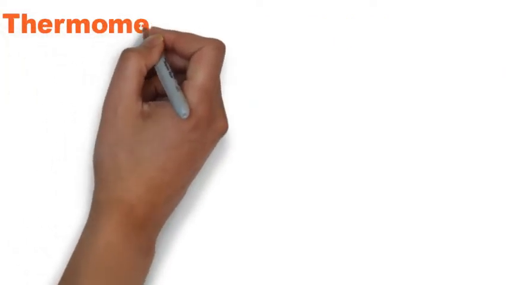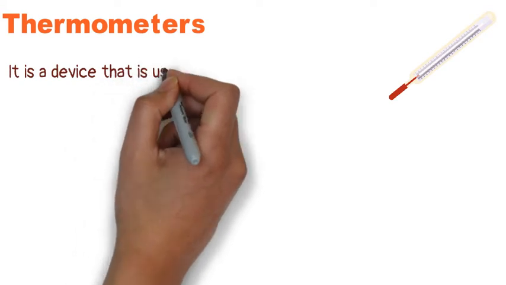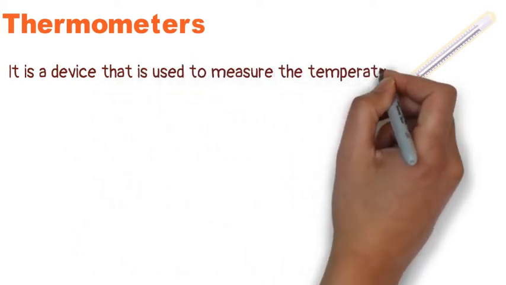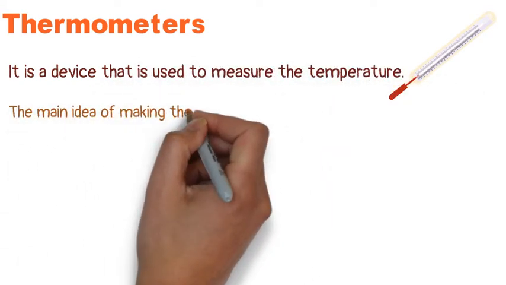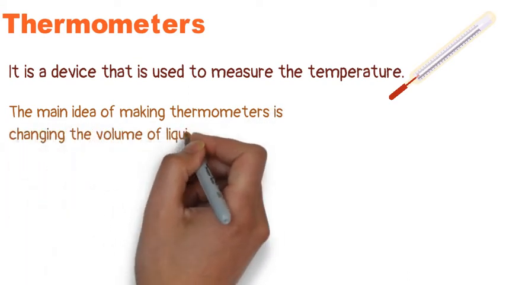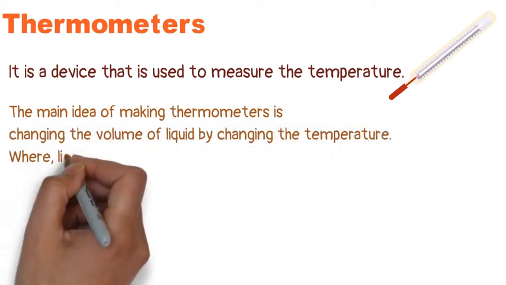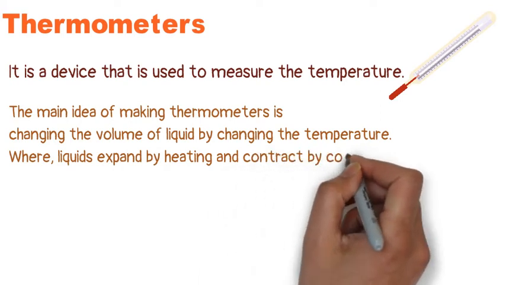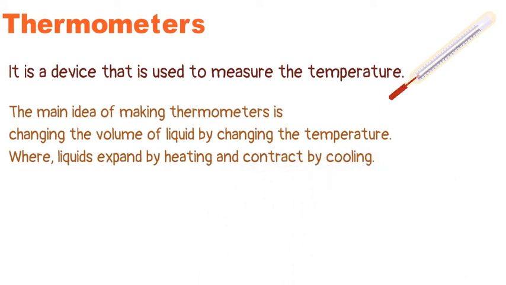Thermometers. A thermometer, as we know before, is the device that is used to measure the temperature. The main idea for making the thermometer is the change in the volume of liquid as the temperature changes, where liquids expand by heating and contract by cooling.